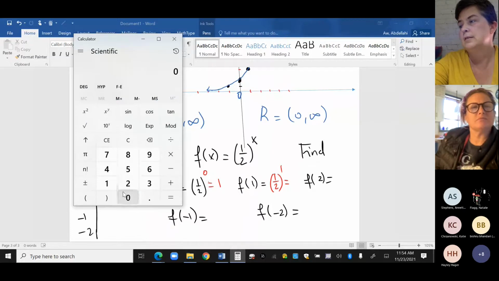Okay, if you do 1/2 to the 0 power, look, I put parentheses around 1/2, and then I raise it to the 0 power. You see, it gives me 1, right?